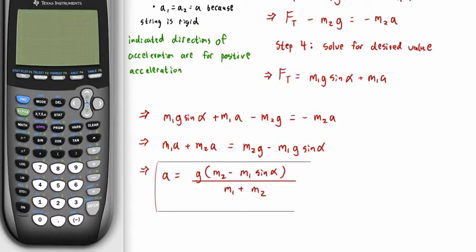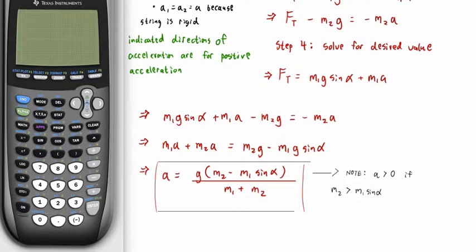I just want to speak to the answer briefly and point out that it gives us the results that we would expect, that the acceleration is positive if m1 sine alpha is less than m2. So I'll put that over here. So acceleration is greater than 0 if m2 is greater than m1 sine alpha. Okay, so it's going to accelerate in the direction we assumed.